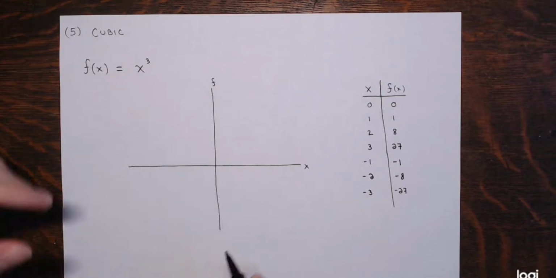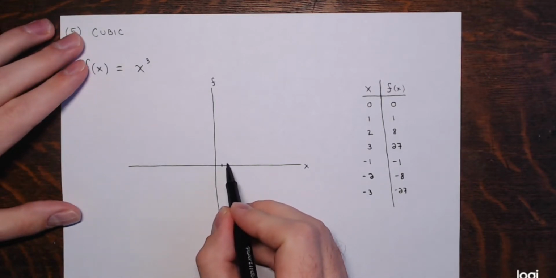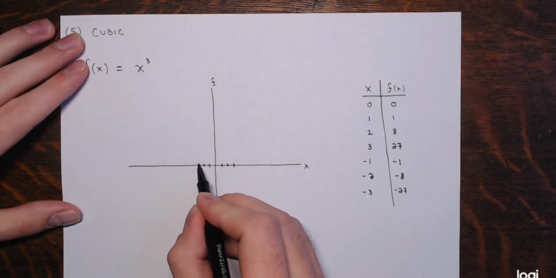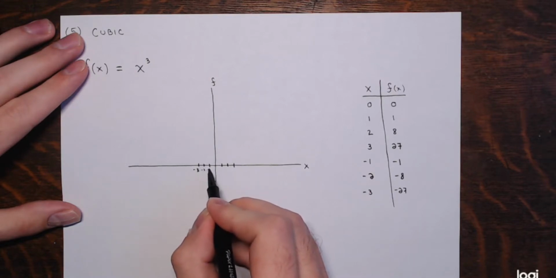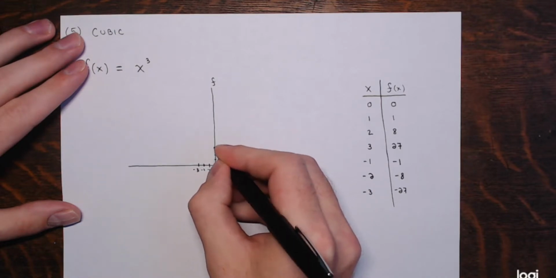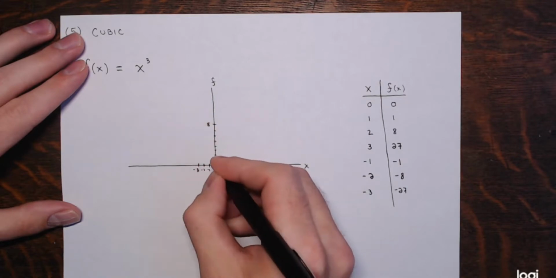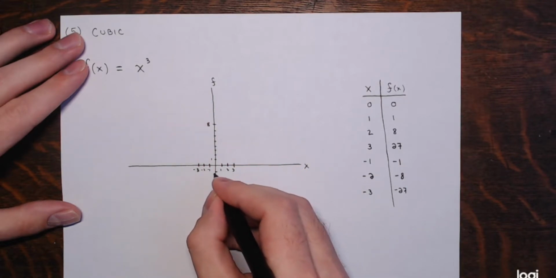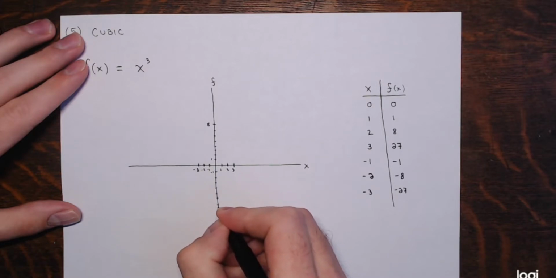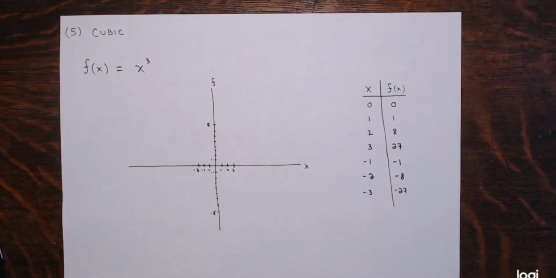Okay, and then plotting some points. And maybe I'll make these a little tinier. 1, 2, 3. 1, 2, 3. And 1, 2, 3, 4, 5, 6, 7, 8. Yeah, I probably won't go up to 27. Okay. Negative 1. Down to negative 8 here. Yeah, I'm not going to go up to 27 with these notches.